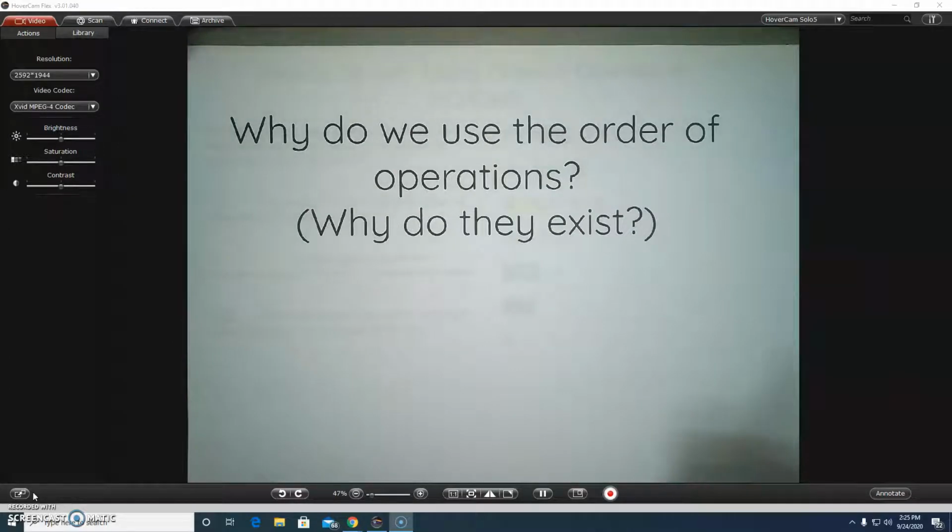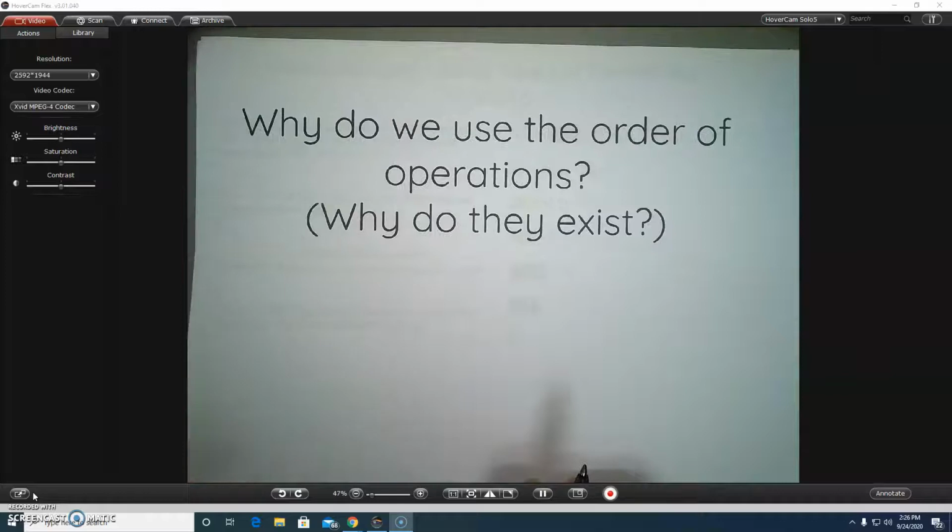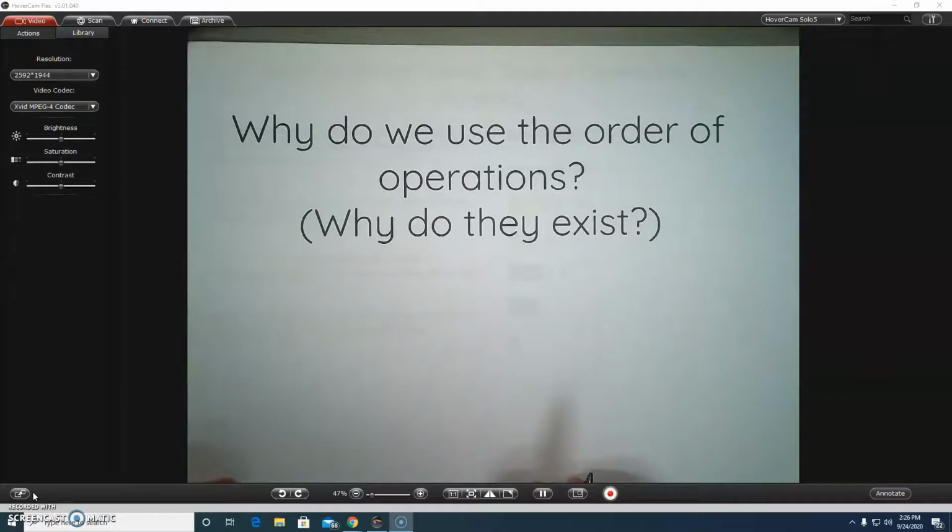So why do we use the order of operations? Why do they exist? It's just like with the spoken word, we need to put things in a certain order for them to make sense, and in order for us to be able to communicate with each other. The same thing applies to mathematics. So mathematicians all over the world follow these same rules so that we can understand each other and get the same answers when we are looking at things, or be able to communicate to each other in that same way.